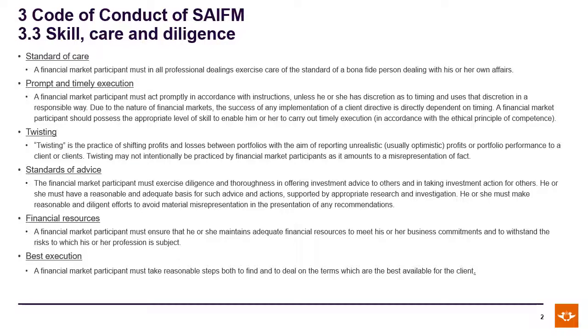Then we look at twisting. This is the practice of shifting profits and losses between portfolios to report unrealistic profits. So when you shift your profits around, you kind of average it out so you can report that on the whole your portfolio is doing very well, even if you have made losses for a lot of clients. It may not be intentional, but at the end of the day, your bonuses or sometimes even your salaries are a reflection on your portfolio. So you may unintentionally shift profits and losses around.